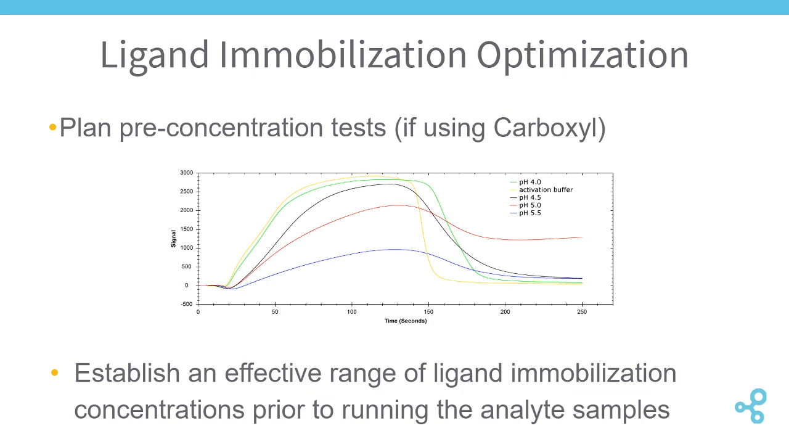you run your first test, perform this pre-concentration test. That way you know what the buffer conditions should be for your immobilization buffer, and then you'll be ready to get to that ligand immobilization level that you need for your experiment.